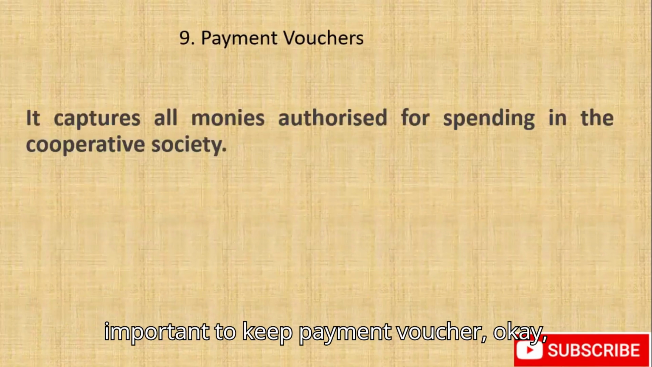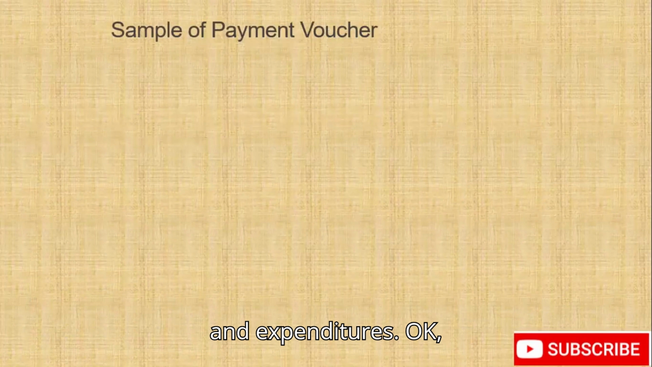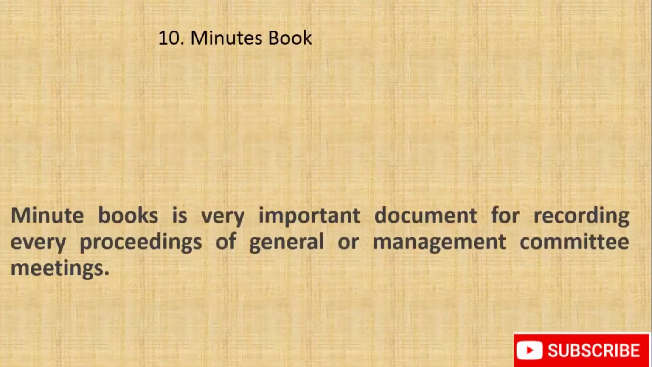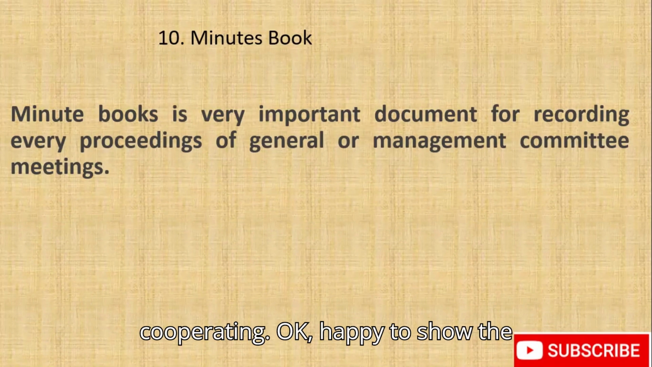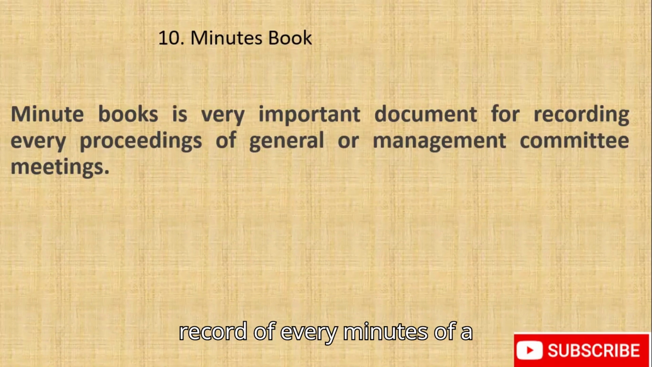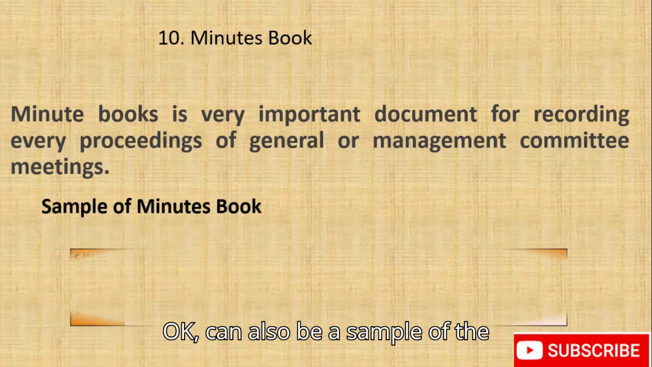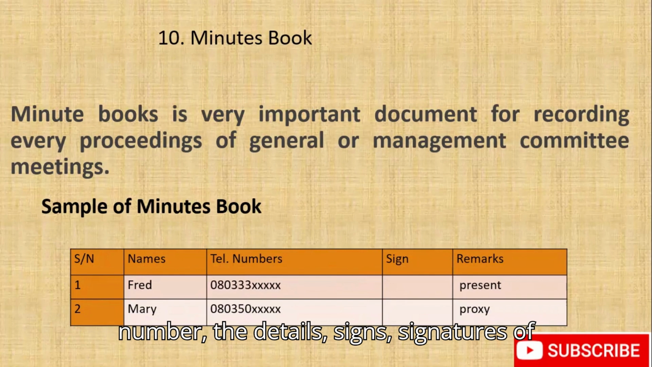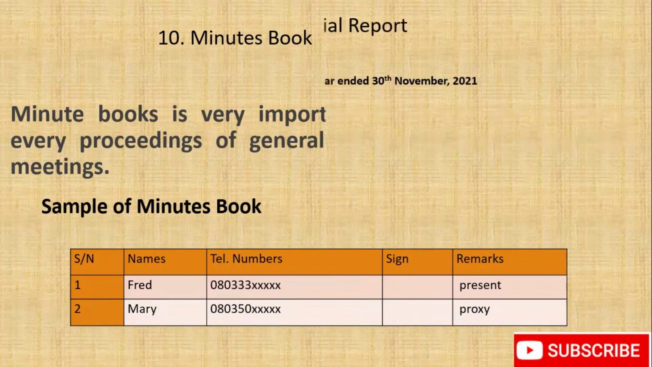The payment voucher, of course, is also very important to keep, to check your expenses and expenditures. We have a sample of a payment voucher. It can just be something simple like this. The minute book is also a very important book you are expected to keep in your cooperative. It helps you to show the record of every minute of a general meeting or a management meeting. It can also be a sample like this, where you have the name, the phone number, the details, and the signatures of the members showing their presence.